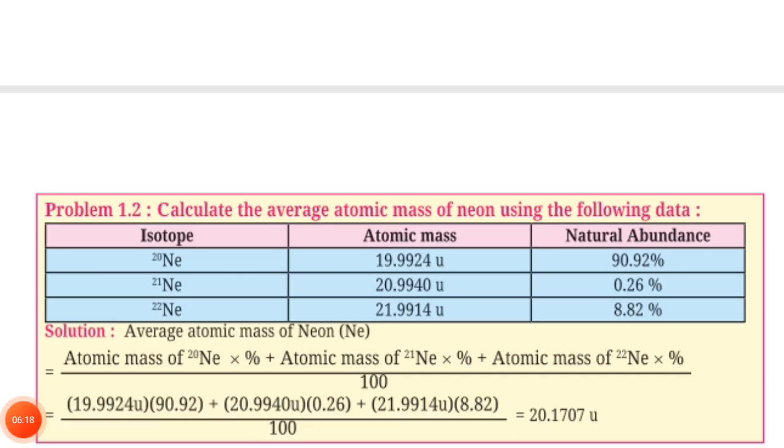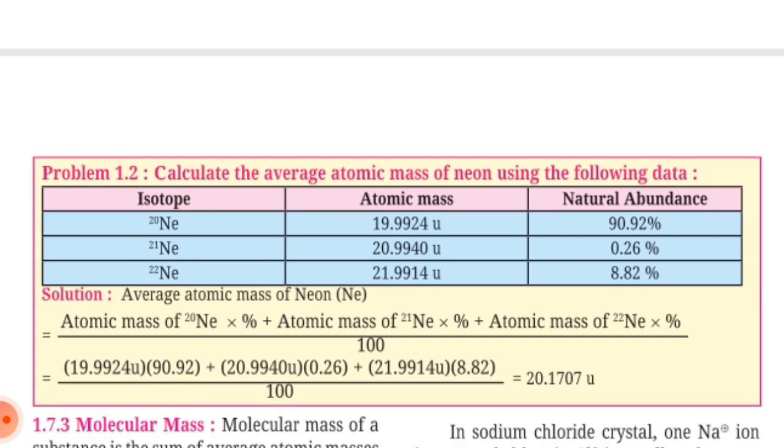Problem 1.2. Calculate the average atomic mass of neon using the following data. Isotope neon-20, atomic mass 19.992 u, natural abundance 90.92%. Isotope neon-21, atomic mass 20.9940 u, natural abundance 0.26%. Neon-22, atomic mass 21.9914 u, natural abundance 8.82%.